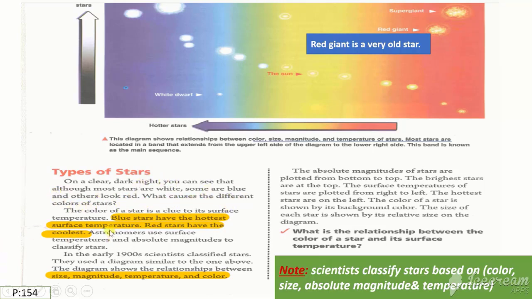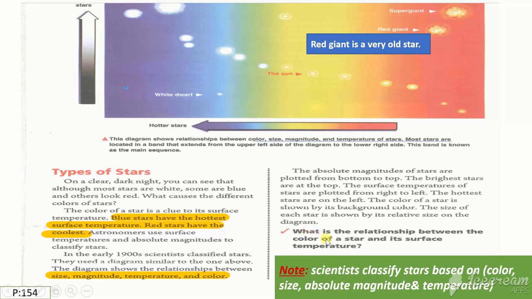The color of a star is a clue to its surface temperature. Blue stars have the hottest surface temperature, but the red stars have the coolest. This point is very important. My pupils, try to pay attention to these points. Blue stars have the hottest surface temperature, but red stars have the coolest.